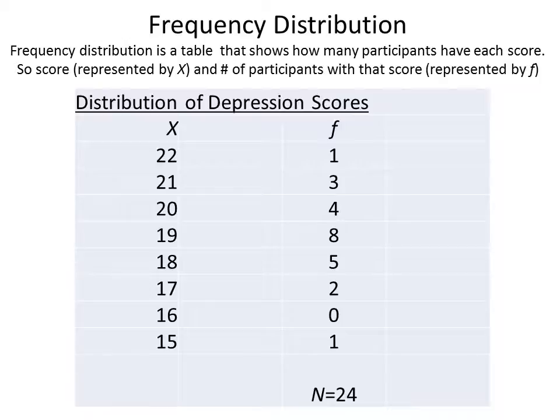So if we look at the table, it indicates that most of the participants, if you look at the frequency, are near the middle of the distribution with a score of 19 or somewhere around 19, and that the participants are spread out on both sides of the middle, with the frequencies tapering off at the end, whether it's 22 or 15.